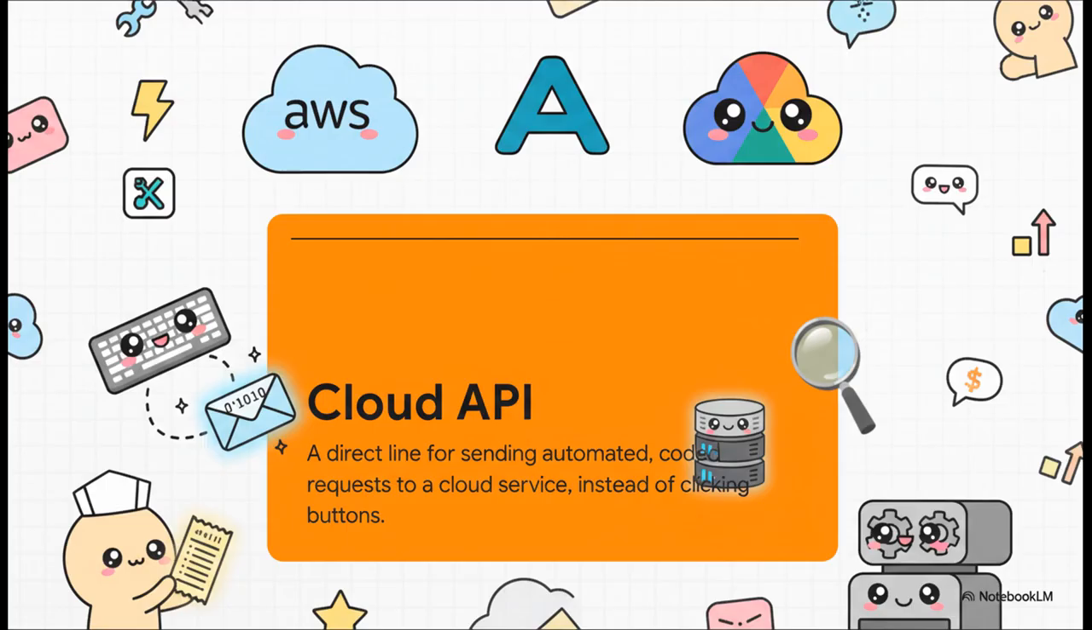The answer is the API. It stands for Application Programming Interface. But don't worry about the jargon. Just think of it like this. Using the web console is like walking up to a cashier at a restaurant to place your order. The API, on the other hand, is like sending a perfectly detailed, coded ticket straight to the kitchen. It's a direct, efficient, machine-to-machine conversation.